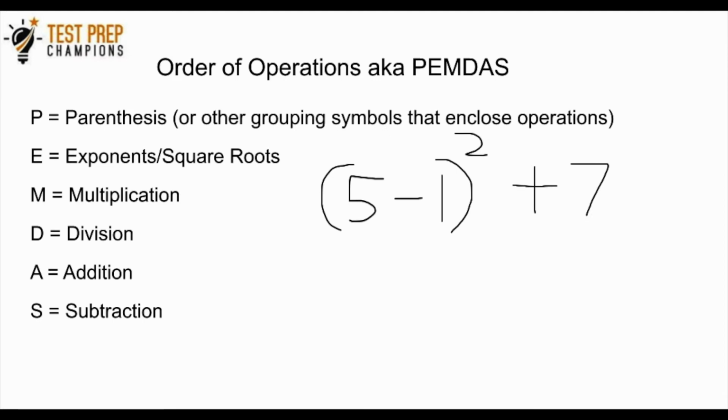Okay, so the next concept here is one of the most important things for the whole GED test. But really the concept here is if I gave you an example question like this, 5 minus 1 squared plus 7, how would you know what to start with? Do you start by trying to add 7? Do you start by squaring something? Do you start by doing 5 minus 1?